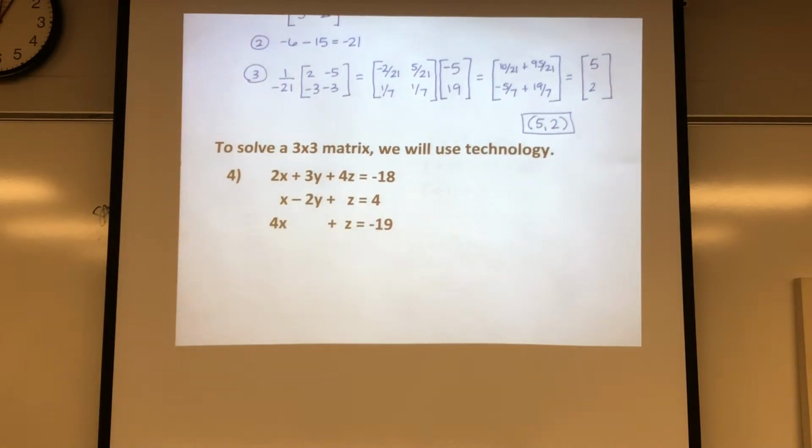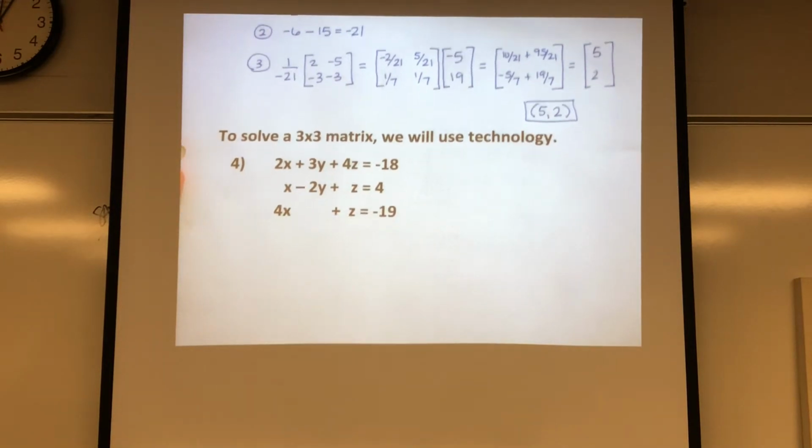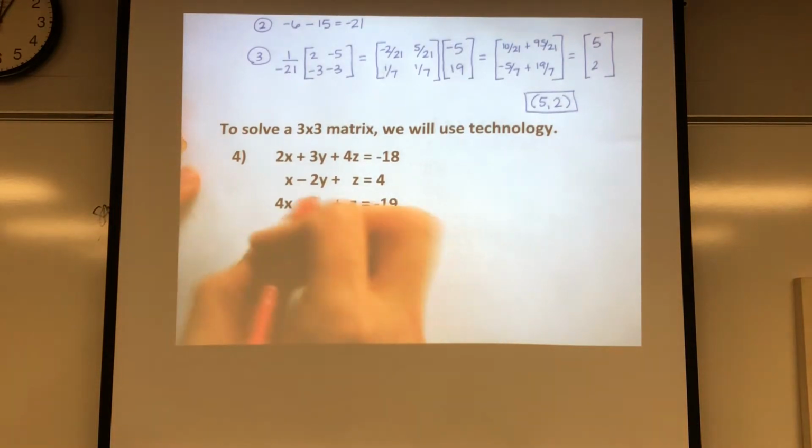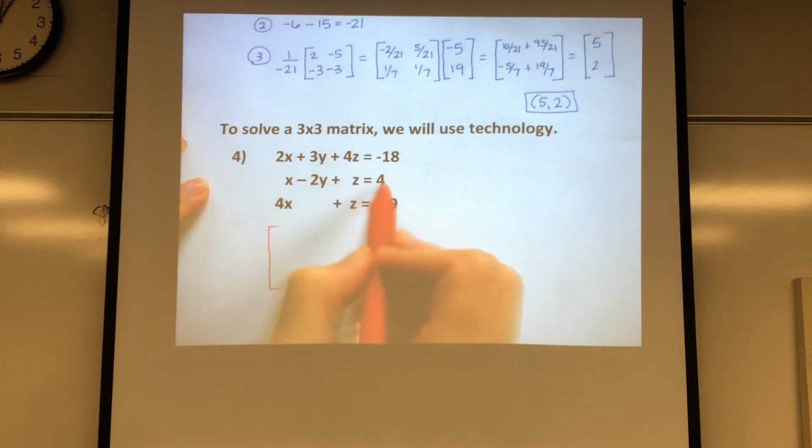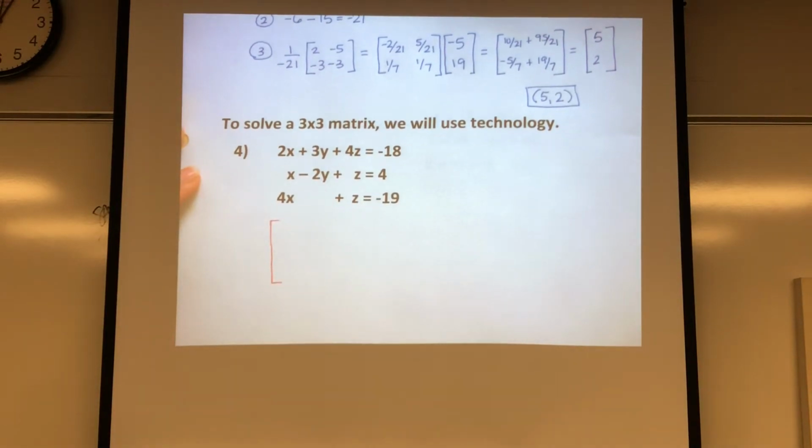All right, number 4 is where we need to start using our graphing calculator. So you will definitely need to grab one if you don't have one, because we're going to learn how to solve a 3x3 matrix, but it's with a graphing calculator. So we start the same way. We start by writing the coefficient matrix. So we're going to take all the coefficients here, but since we have 3 variables, our coefficient matrix this time is going to be a 3x3 because we have 3 variables and we have 3 equations.